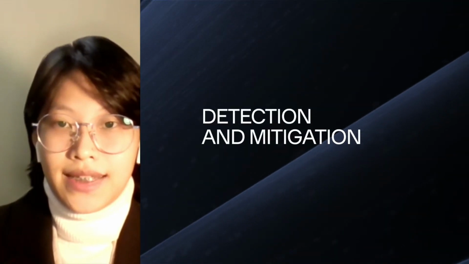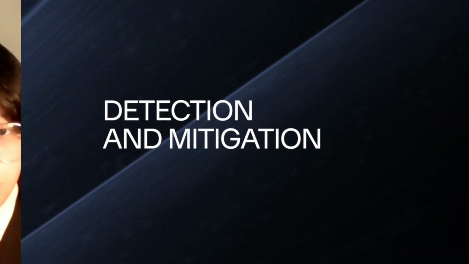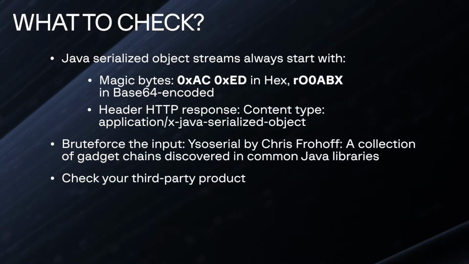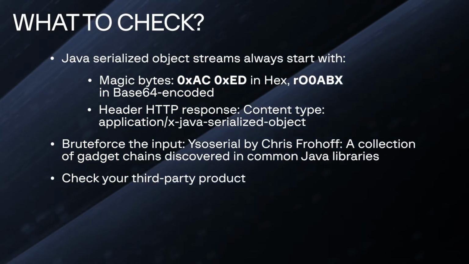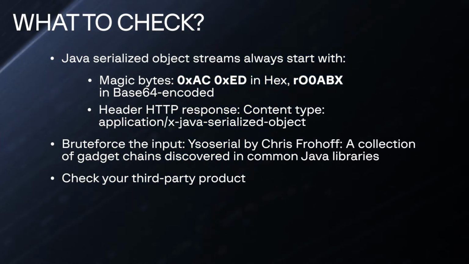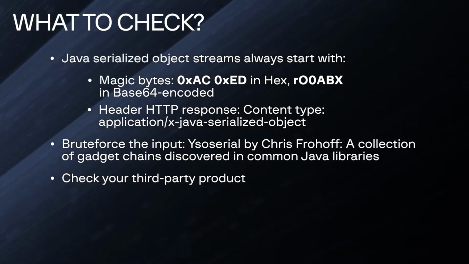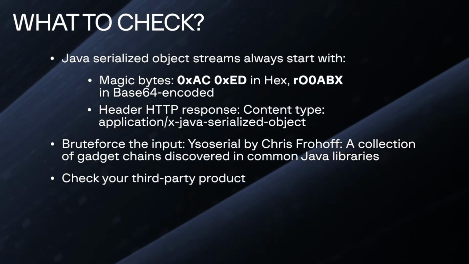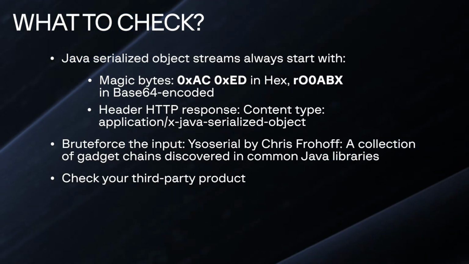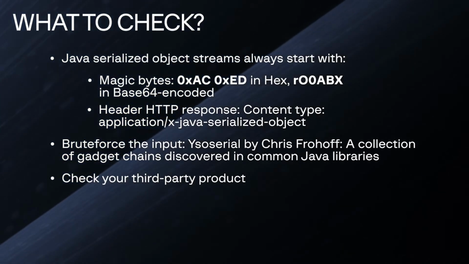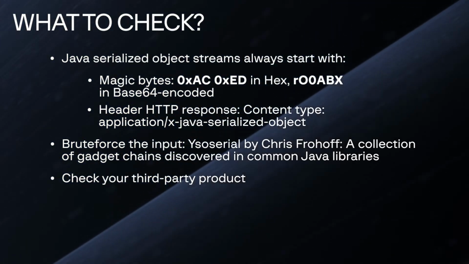To wrap up the session, I will show you a few ways to detect and prevent this vulnerability. If you want to know whether a product has this vulnerability, you should check some of the following things. The first thing is, obviously, that a Java serialization object stream always starts with the magic bytes 0xAC 0xED in hex, and rO0ABX in base64 encoding.